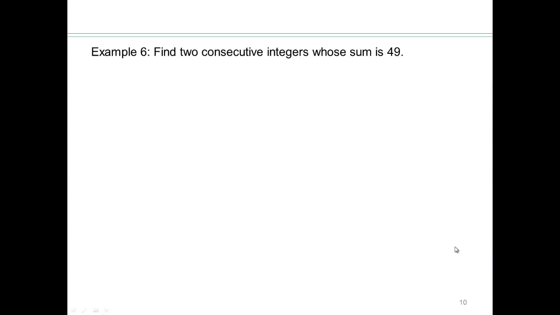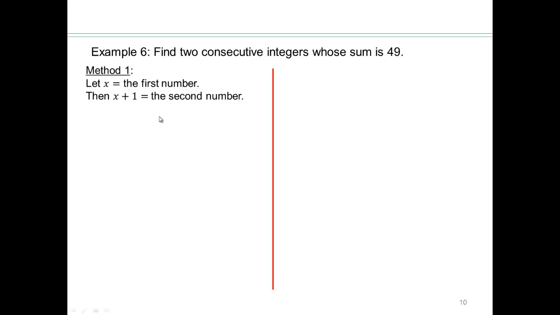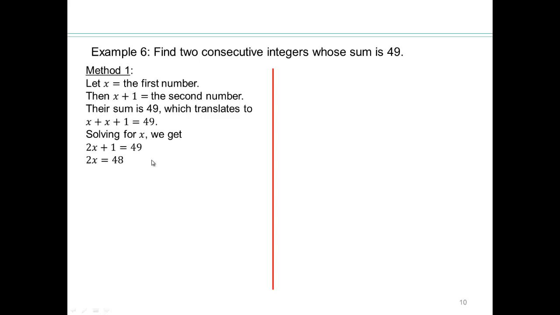All right, try this one. So let's do the first method. Two consecutive integers whose sum is 49. If x is the first number, consecutive means 1 right after that. So x plus 1 would be the second number. And so sum means addition of those two. So add those two to 49 and then solve for x. And so your numbers are going to be 24, 25.